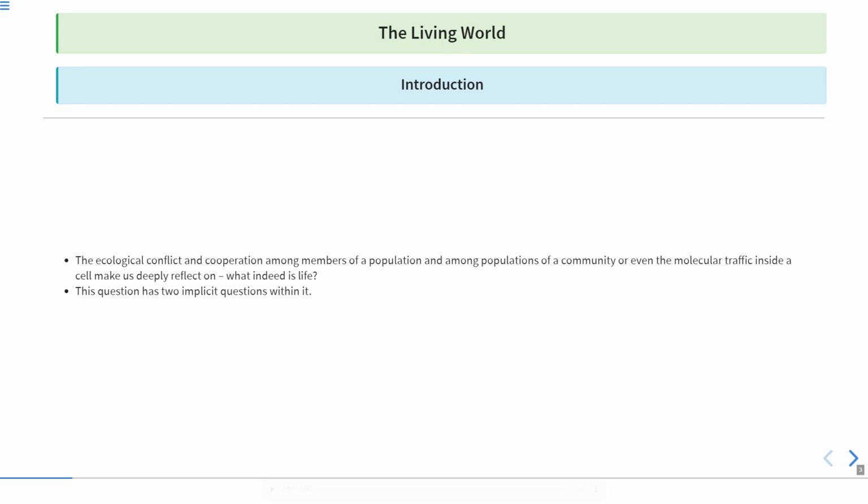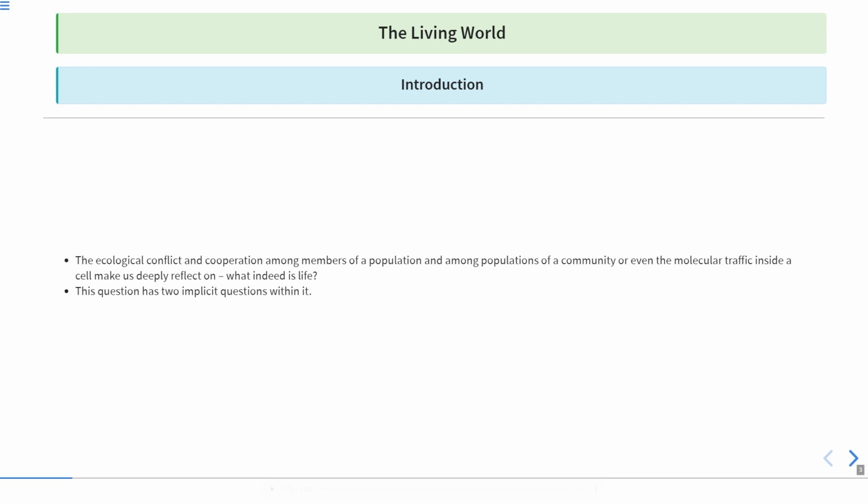Now you can think about this: in nature also you see so many different things that give you a feeling of wonder. And in the same way, inside the cell also we see so many different things, like molecular trafficking. I have just given one example.